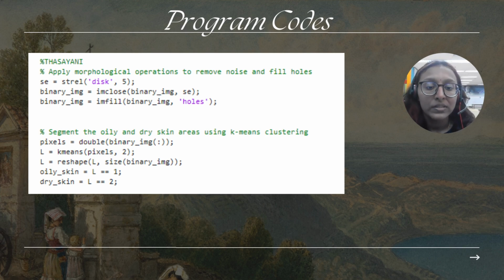Once the noise is reduced and holes are filled, the image is segmented into oily and dry skin areas using k-means clustering. The binary image pixels are converted into a one-dimensional array and clustered into two groups. The resulting clusters are then reshaped back to the original image dimensions, and pixels are classified into oily or dry skin areas based on their cluster label.